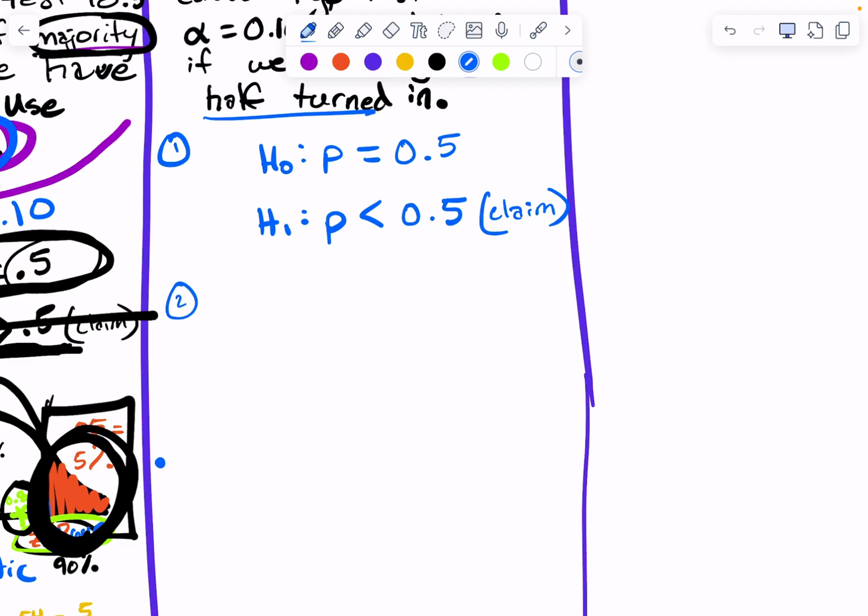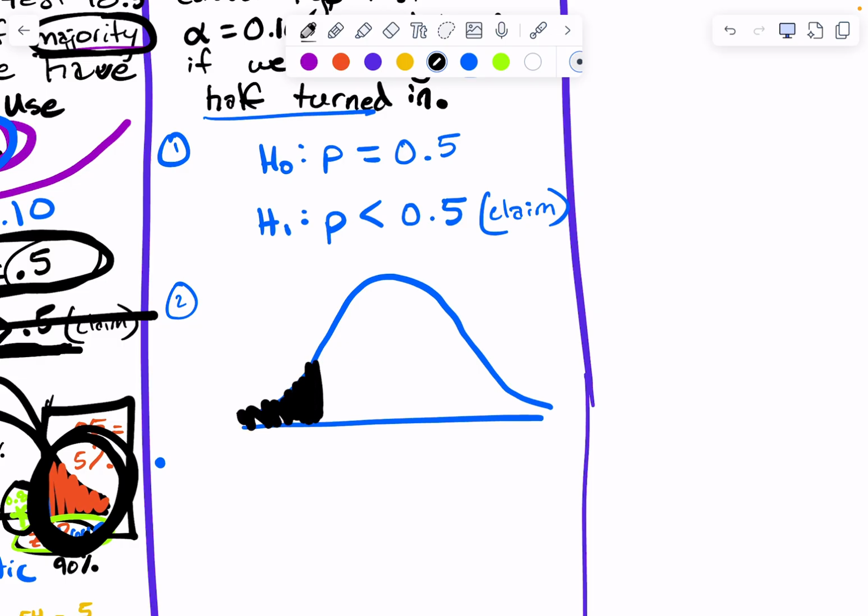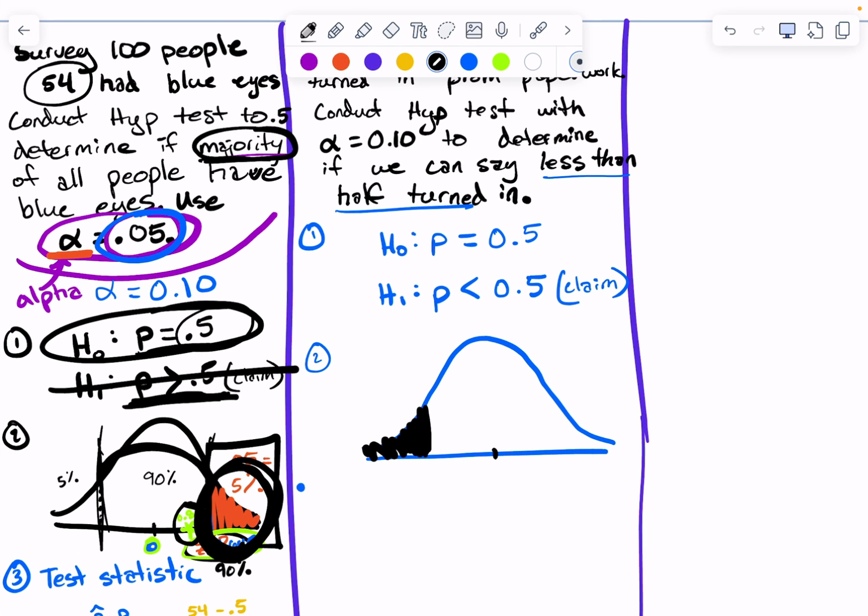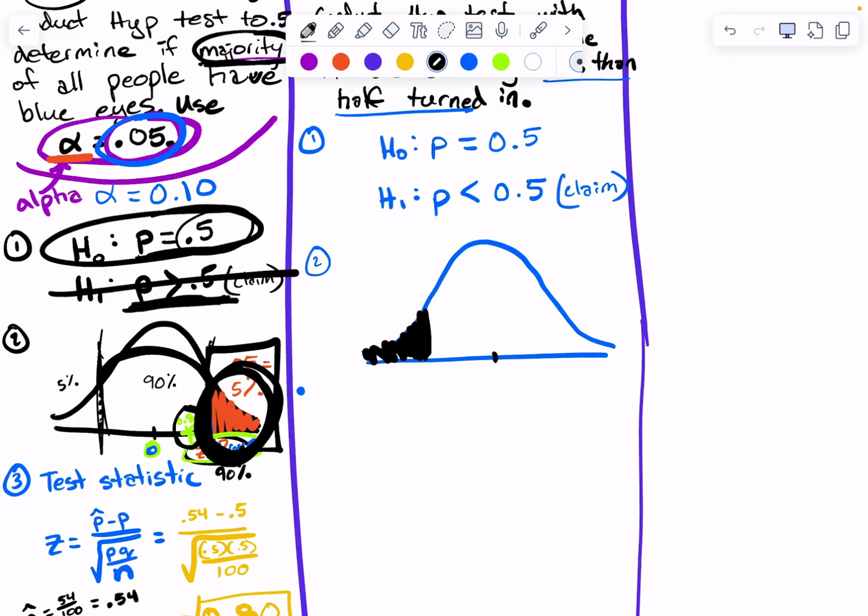Now, second thing we're going to do is put our bell curve in there, except this time we're going to shade the left side, the bottom side, right? Less than half, that means we're looking at a lower than. Less than half, a bottom side, got it? All right, step number 3.